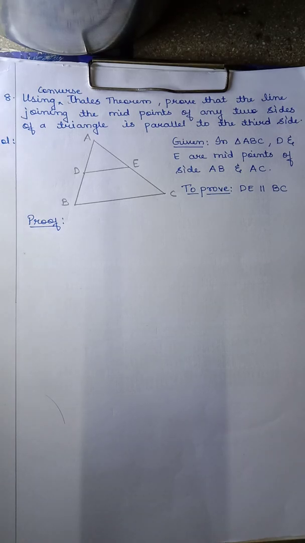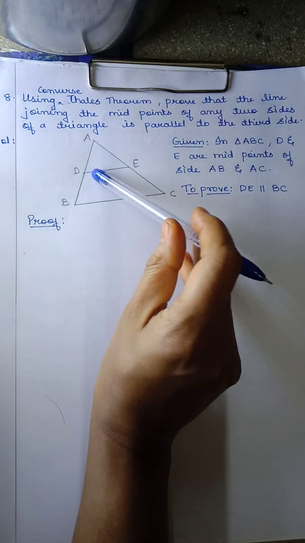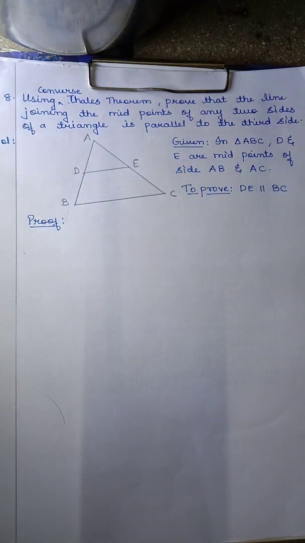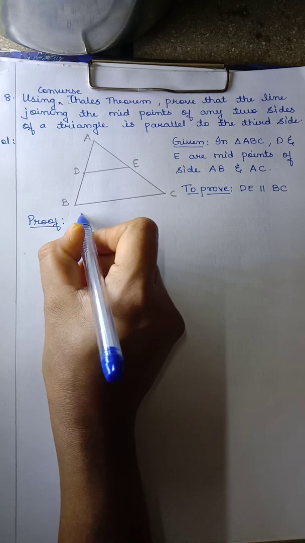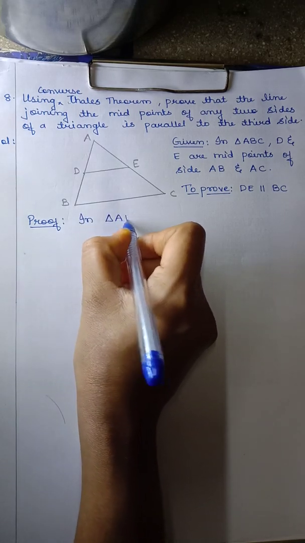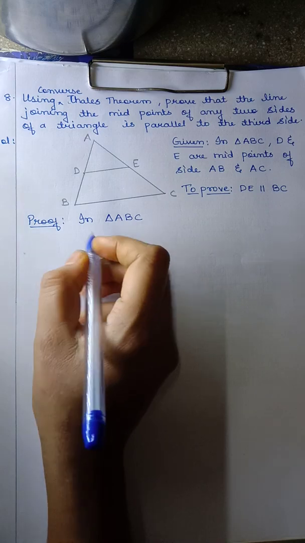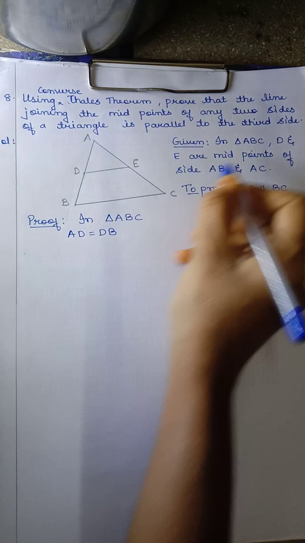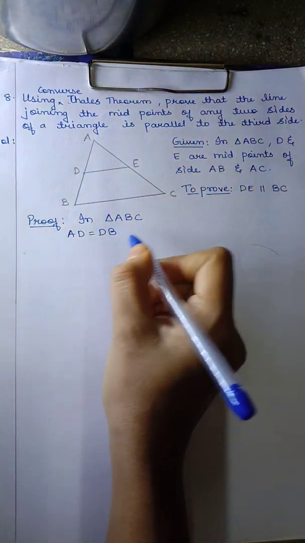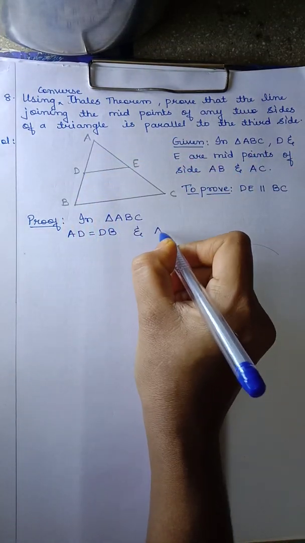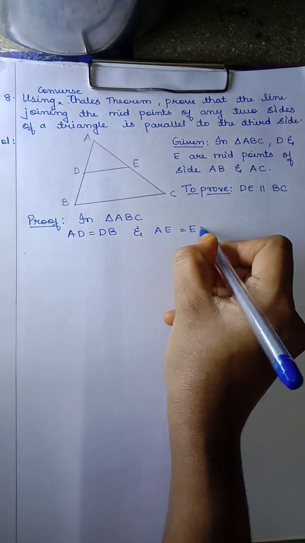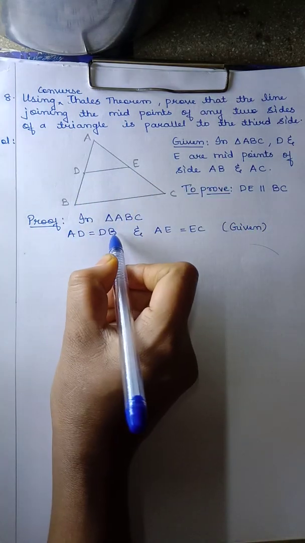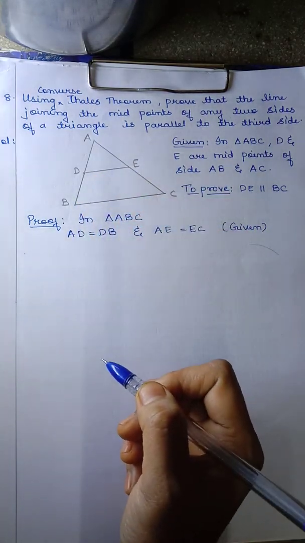Now what is given? Given is D and E are midpoints. So we have to use this to show that DE is parallel to BC. First write, in triangle ABC, AD is equal to DB, because D is the midpoint of AB, and AE is equal to EC. This is by given, D and E are midpoints. So AD will be equal to DB and AE will be equal to EC.